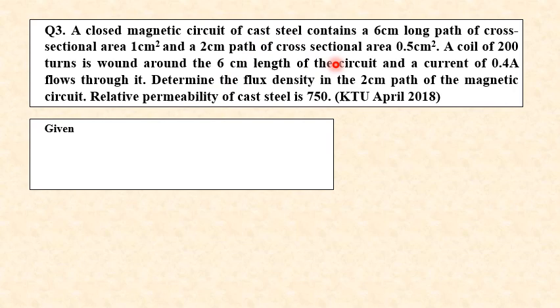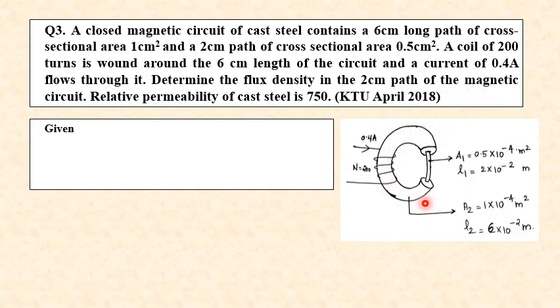So in this question, it is said that it is a closed magnetic circuit, but it is having two different parts. Both of them are made of cast steel, but have different area of cross section as well as different length. One part is 6 cm long and the other one is 2 cm long, and one is having an area of cross section 1 cm square and the second one is having an area of cross section 0.5 cm square. So we can draw the figure like this.